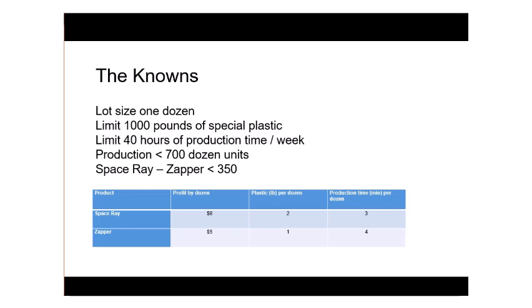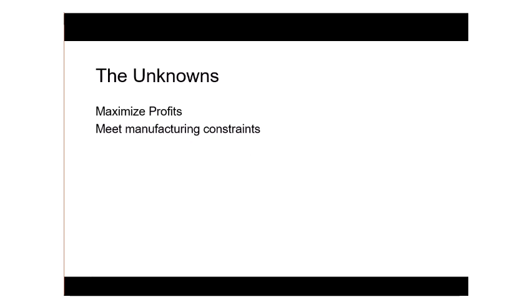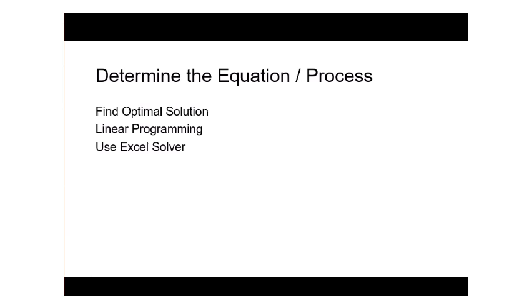Once we have the knowns, we go to step 3, identifying the unknowns. Although it's not clearly stated in the problem, we can infer Galaxy Industries wants to maximize profits while meeting manufacturing constraints that they've already approved. So step 4 is to determine the equation or the process that we're going to use. So we obviously need to design a linear programming model to maximize total weekly profit.